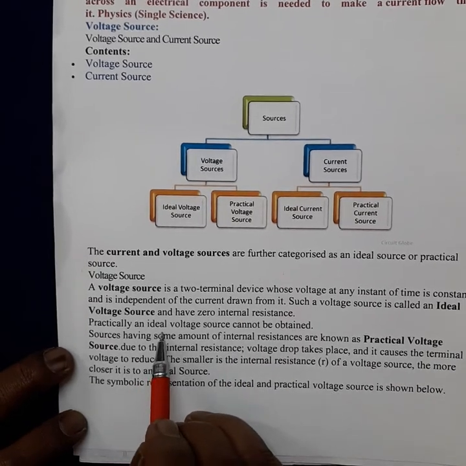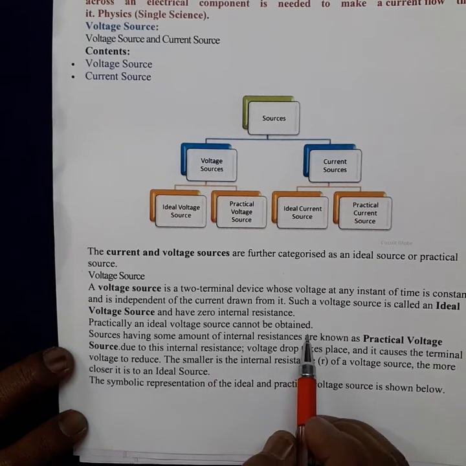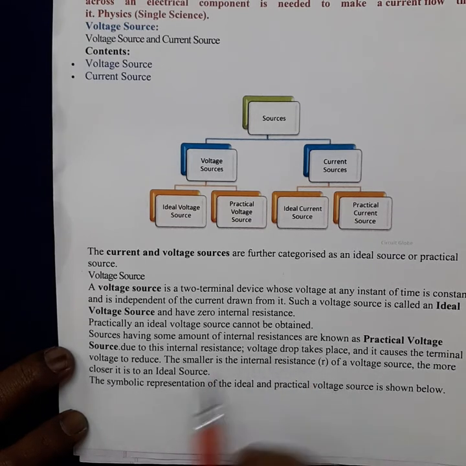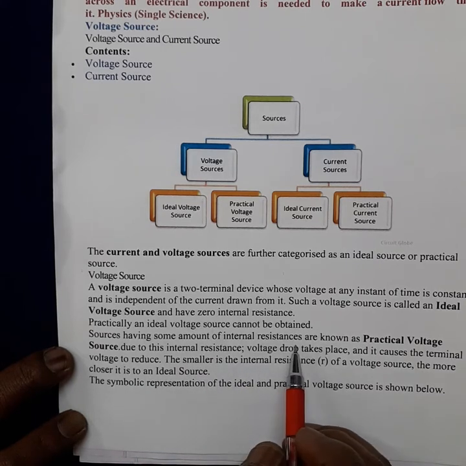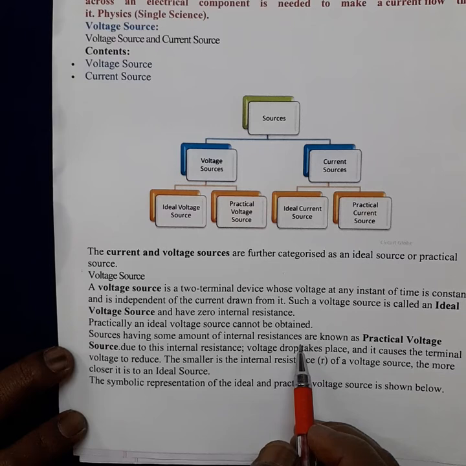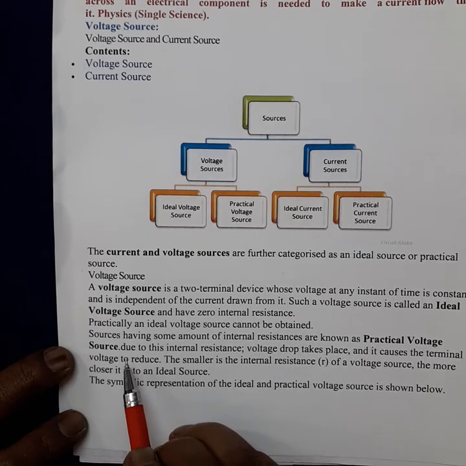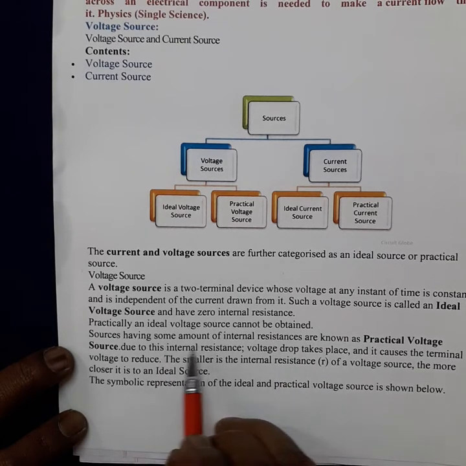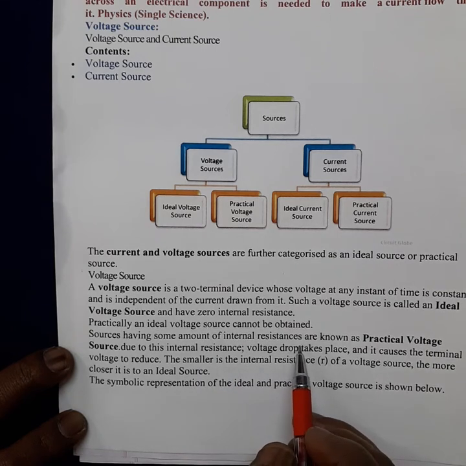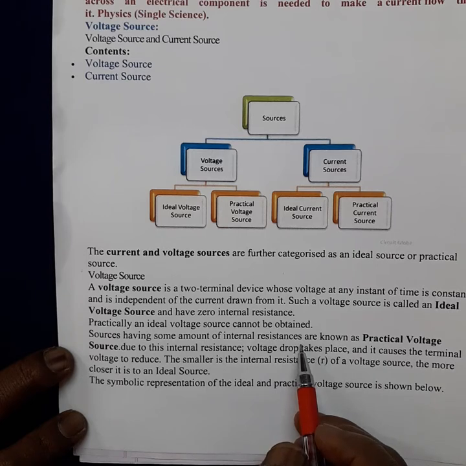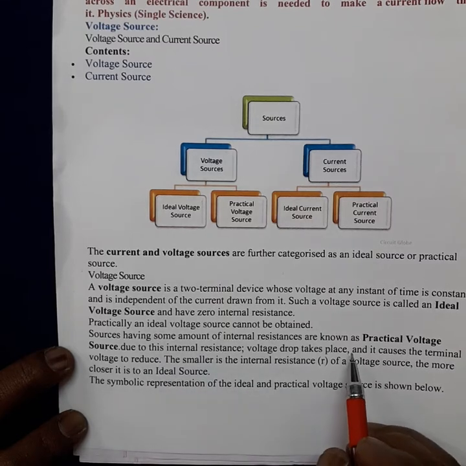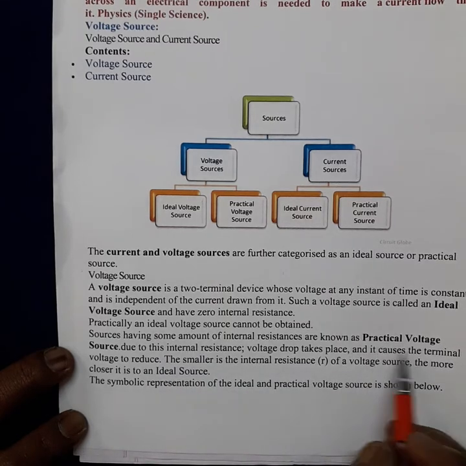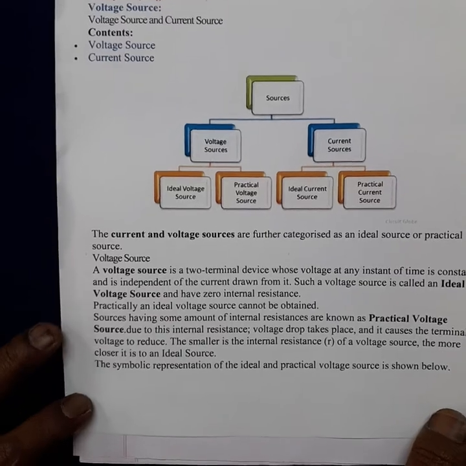Practically, an ideal voltage source cannot be obtained because all these sources have some amount of internal resistance. Always remember this: all sources have some amount of internal resistance. So we can't call that voltage source an ideal voltage source, but still we are using it in practical work and experiments.